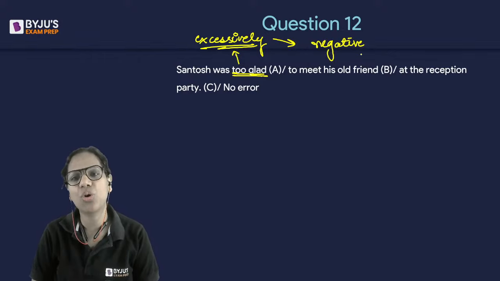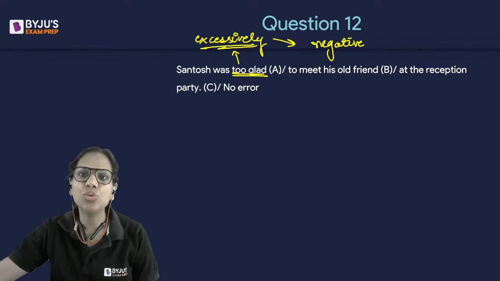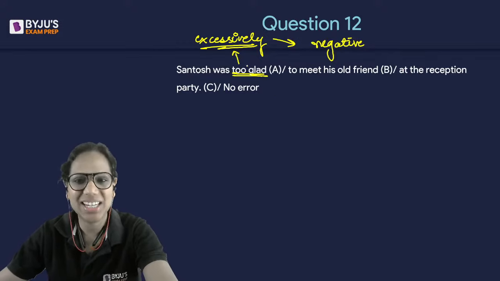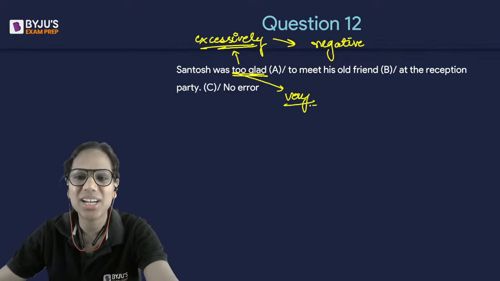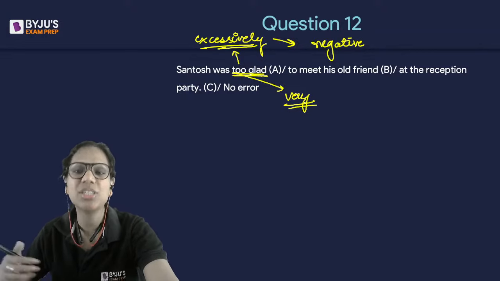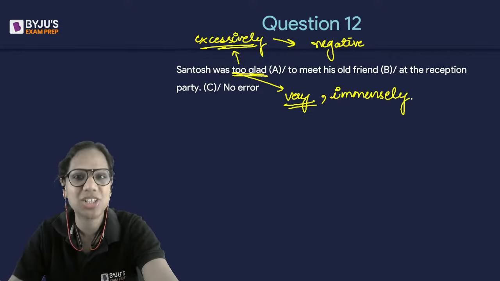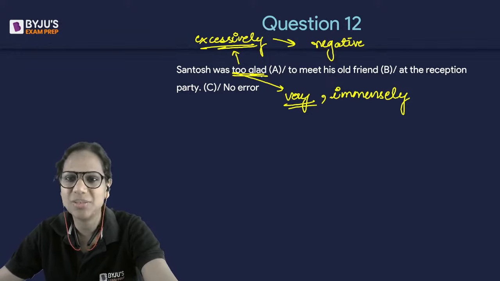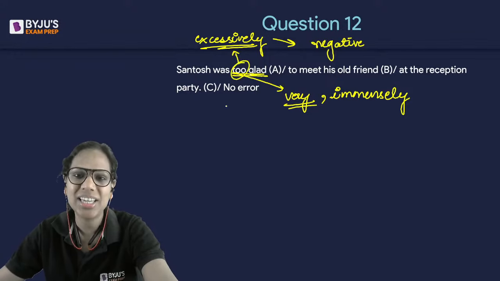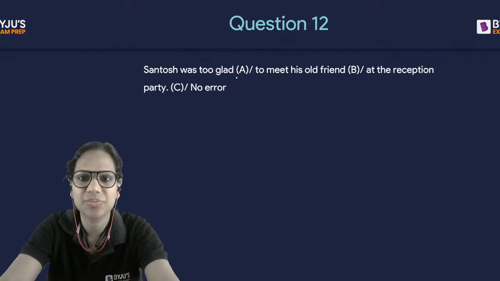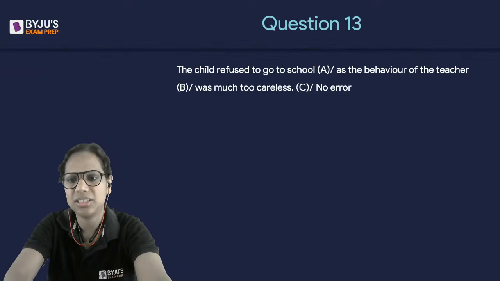I was too tired to walk. Okay. You know, you are too naive to handle all these things on your own. Right. So, too glad. No, this is a positive thing that's happening. So, Santosh was very glad. In case I want to highlight how glad he was, very glad. He was extremely glad. He was immensely glad. Okay, I can say that. It gives me immense pleasure. We say that, no? So he was very glad. He was immensely glad, but we'll not say too glad. Okay? So A is here. All right. Now, question 13.